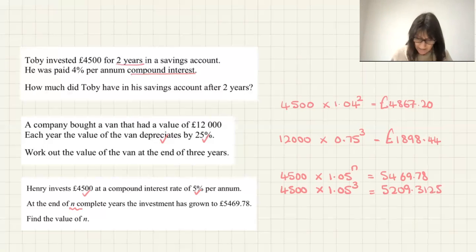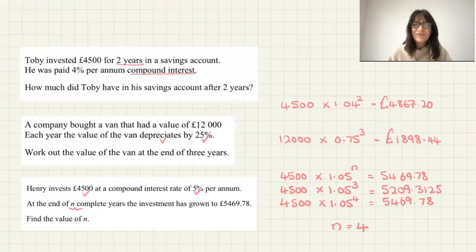So I'm going to try the next year on. So 4500 times 1.05 to the 4. That is giving me 5469, and then if I round it, 78. So n is equal to 4.